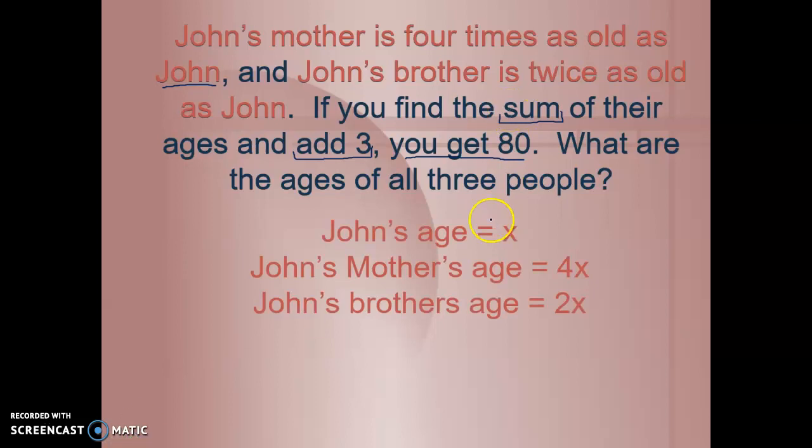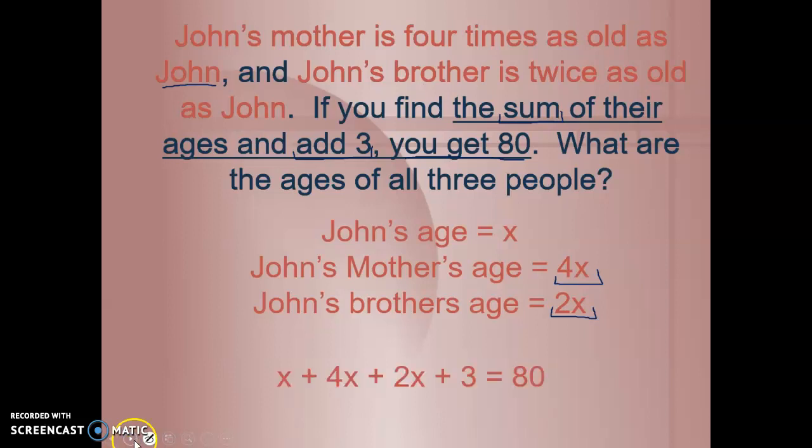Well, let's make x John's age. John's mother's age is 4 times as old as John, so 4 times John's age. And John's brother's age is 2 times John's age. It says if we find the sum of their ages and add 3, we get 80. So let's add these 3 things together. John's age, and John's mother's age, and John's brother's age, and 3 more, it tells us. When we add all that together, we get 80.